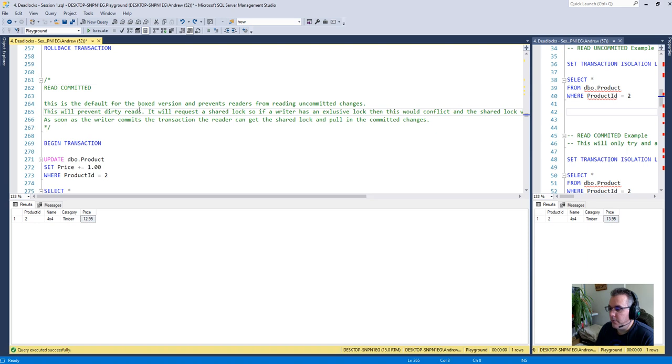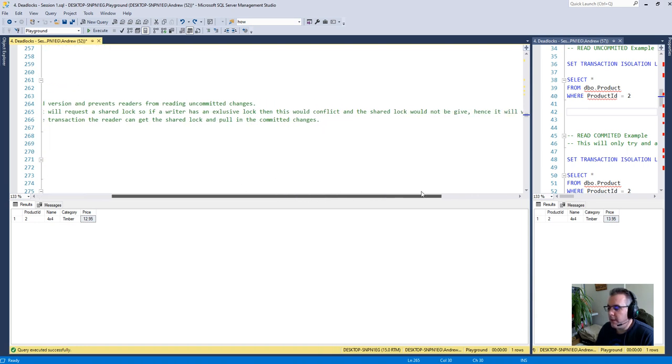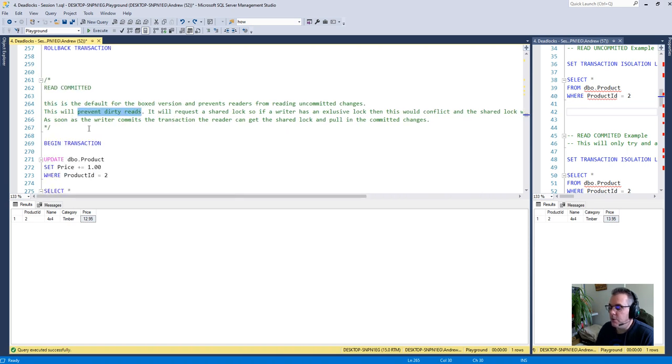So the next bit, we're going to do read committed, which we've already really been through. This is the default for the box version and prevents reads from reading uncommitted changes like we just saw. So this will prevent the dirty reads. It will request a shared lock. So if a writer has an exclusive lock, then it will conflict and the shared lock will not be given. Hence, it will wait. As soon as the writer commits the transaction, the reader can get the shared lock and pull in the committed changes.